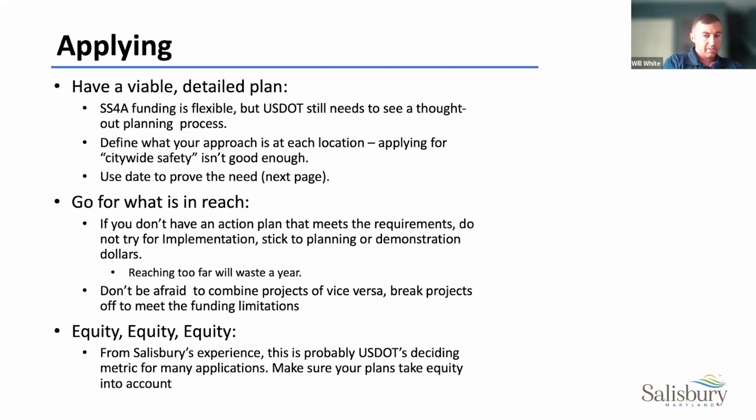Equity is a big one. It's one of, if not their most important deciding factor, in addition to the safety benefits on these applications. So again, speaking to other municipalities, where they were falling short in a lot of cases was in equity metrics and being able to justify where they were trying to spend the money. Salisbury doesn't have a large historically disadvantaged community that we're trying to spend the money in. However, the entire city essentially meets one of the categories that would make us an area of persistent poverty. So that came into account, and that was actually something that USDOT remarked on.